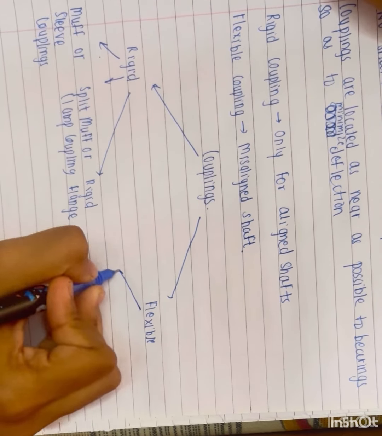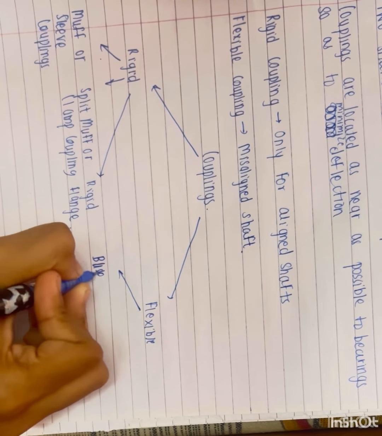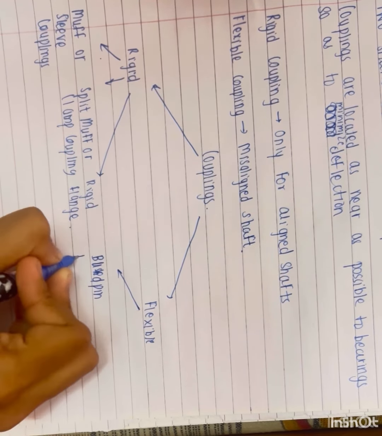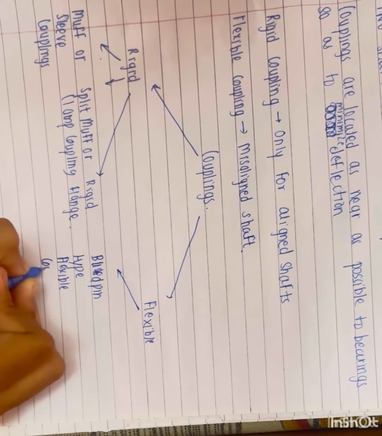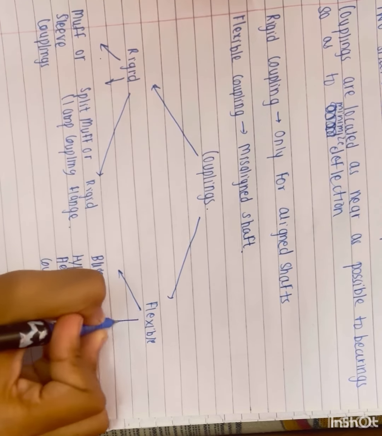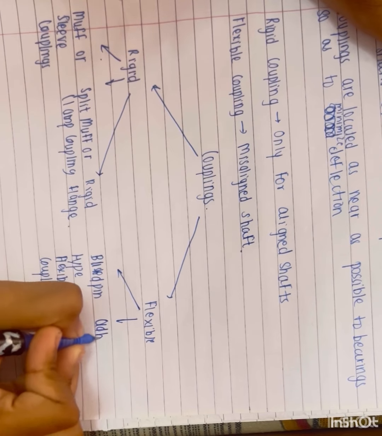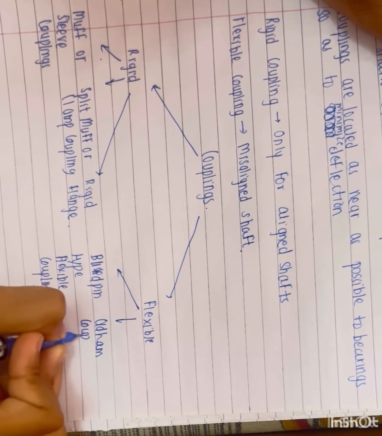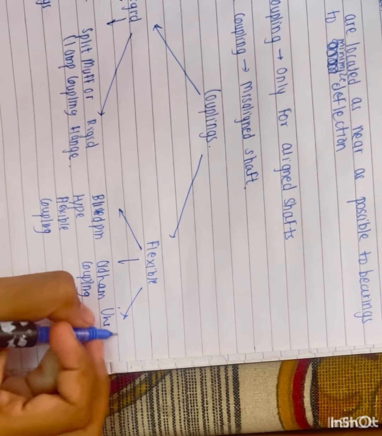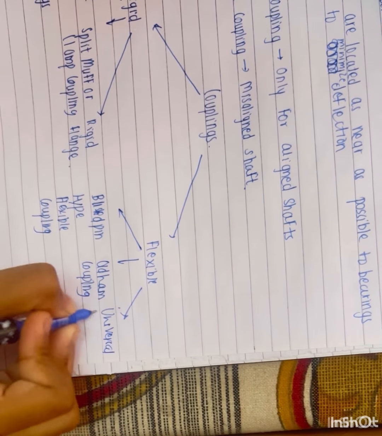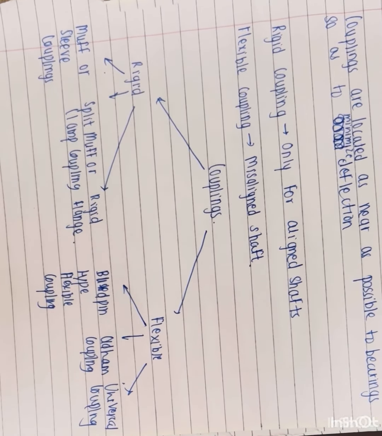One is bushed pin type flexible coupling. Another is Oldham coupling. And the last one is universal coupling. Okay, so now we'll see where they are used.